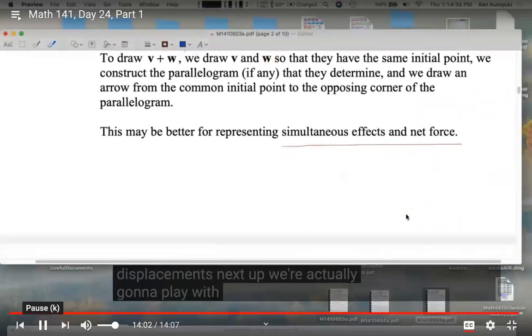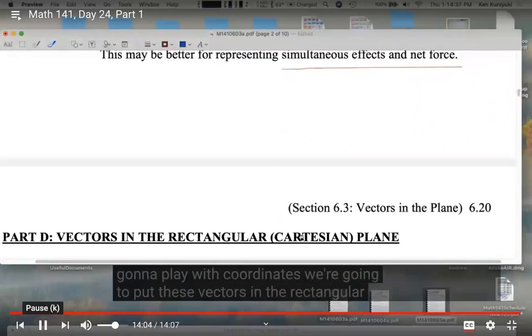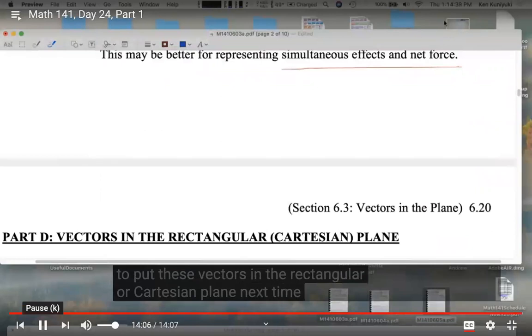Next up, we're actually going to play with coordinates. We're going to put these vectors in the rectangular or Cartesian plane next time. A few things, and I'll go ahead and stop the recording here.